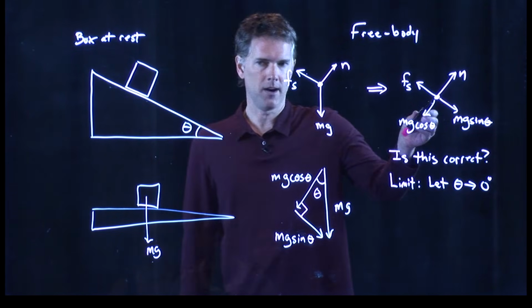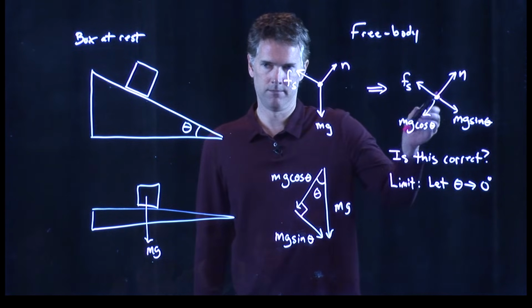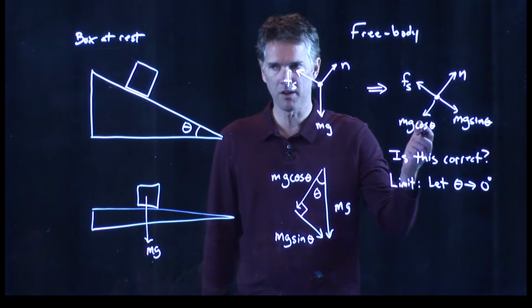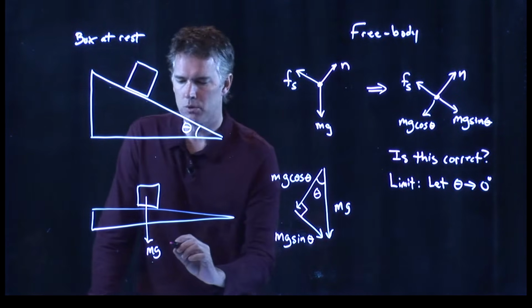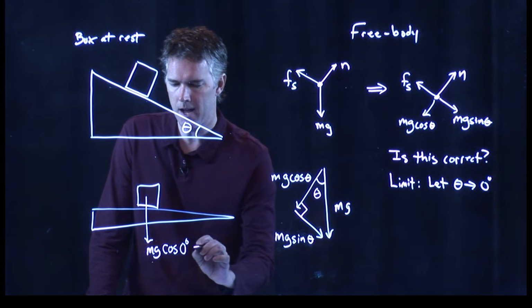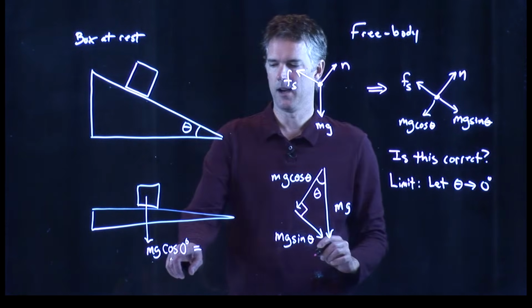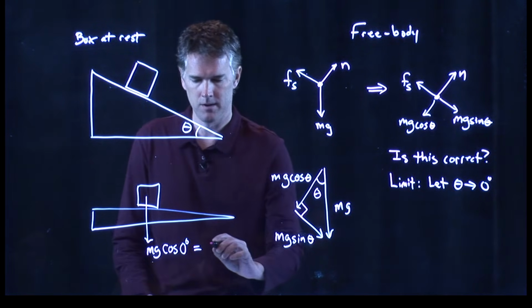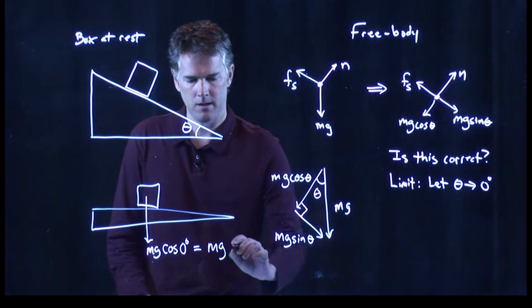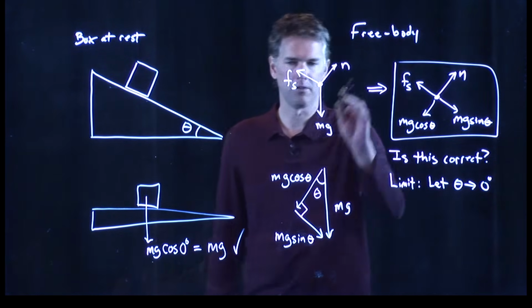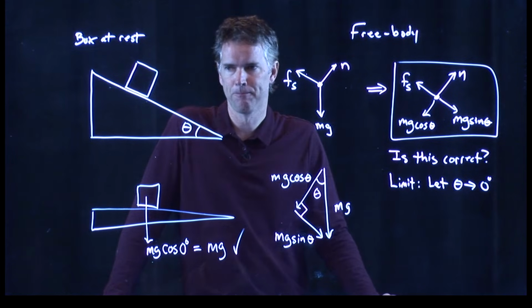Which would be the force down? This one right here, right? This was our surface. The whole thing's going to rotate. mg cosine theta should go to mg. Is that right? Cosine of 0 is in fact 1. And so we say, we did it right. This is the proper free body diagram.